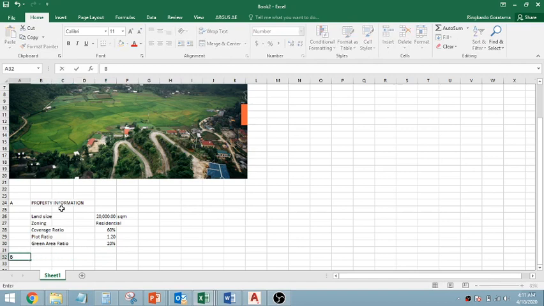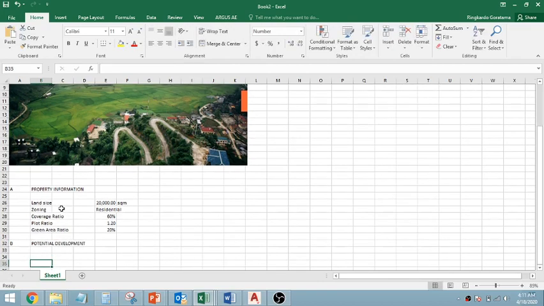Second is, what is the potential development? So we assume that the highest and best use of the land is landed house. The development parameter will be, we need to find out the sellable land area.